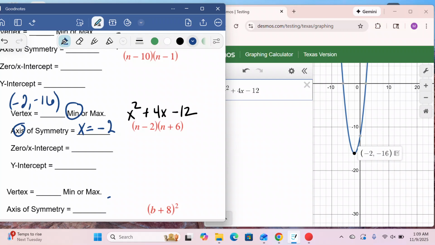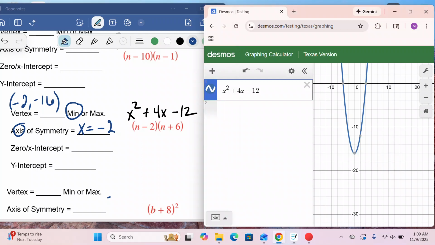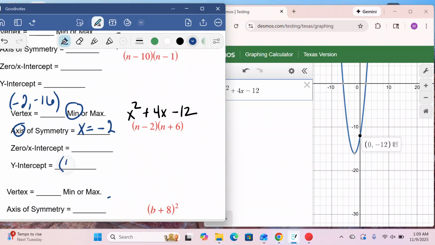Now I'm going to look at this graph and say, well, look right here. We have our y-intercept before we even get to our x-intercepts. So I can already get the answer. Where does my U shape cross the y-axis? At 0 comma negative 12. So right away, I got my answer on that one.